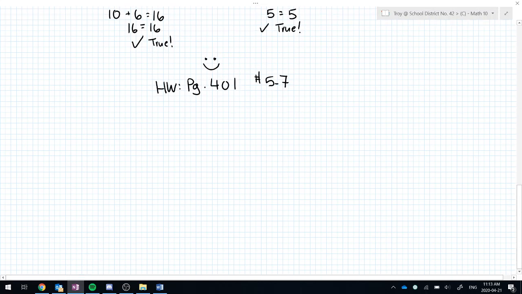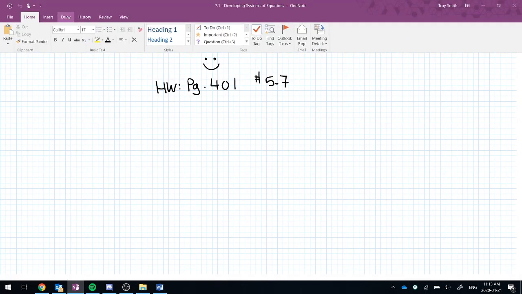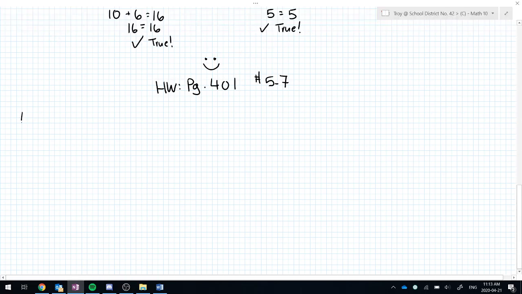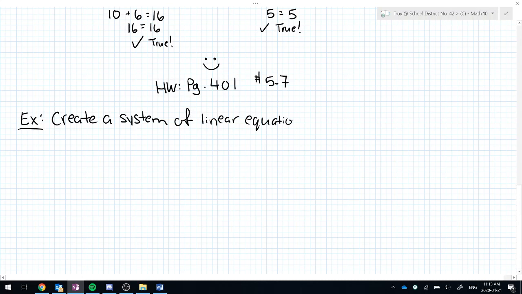It's just one more example that I want to go through that's going to be a little bit harder than the ones we've seen so far. So this one is going to be a question like so. Create a system of linear equations, because we're pretty much only going to deal with linear equations, to model this situation.